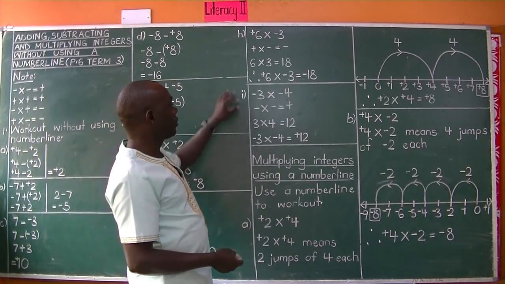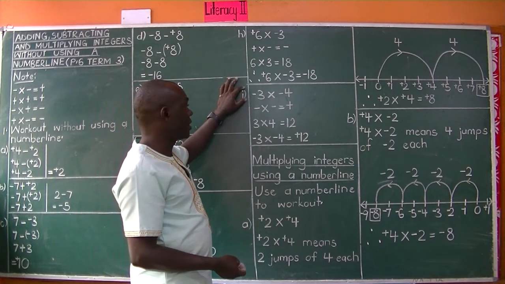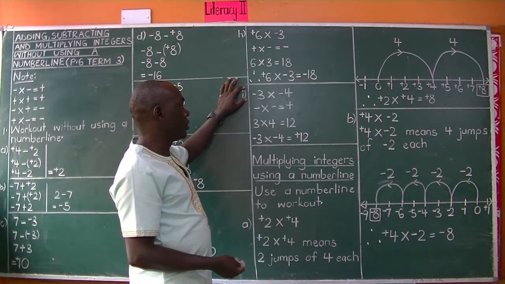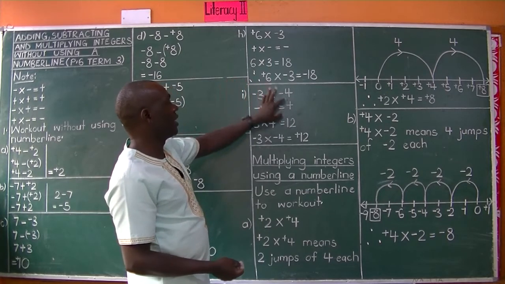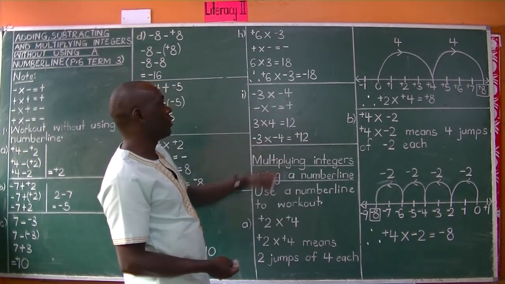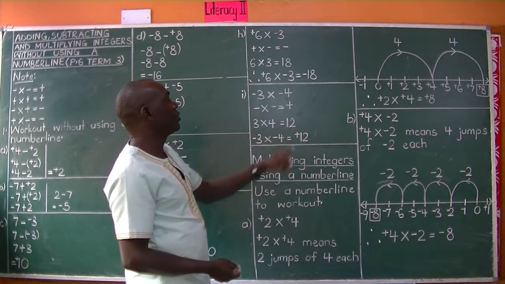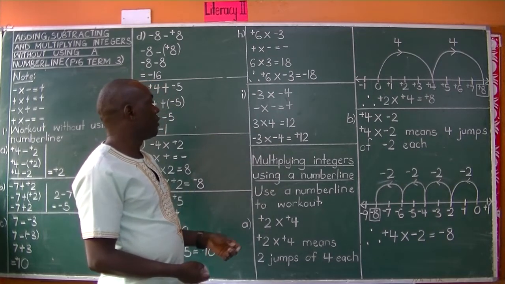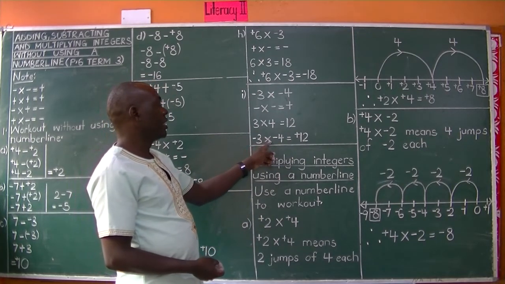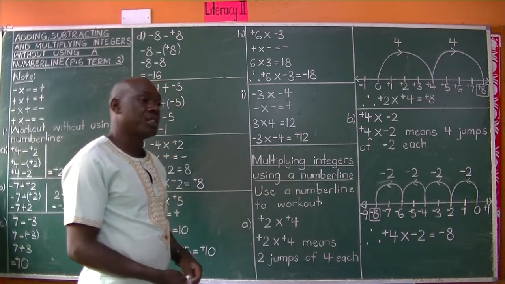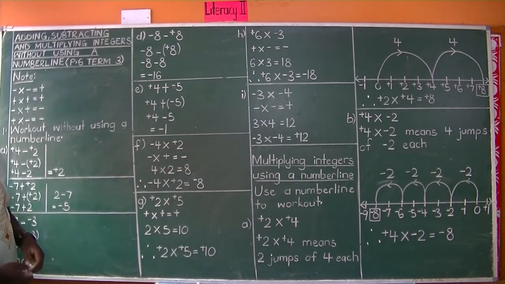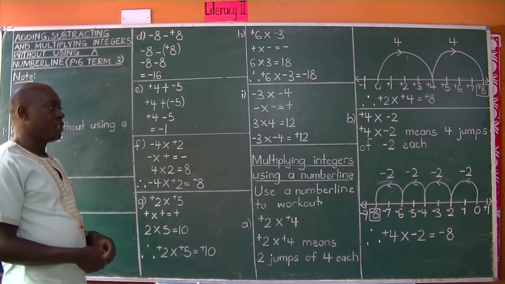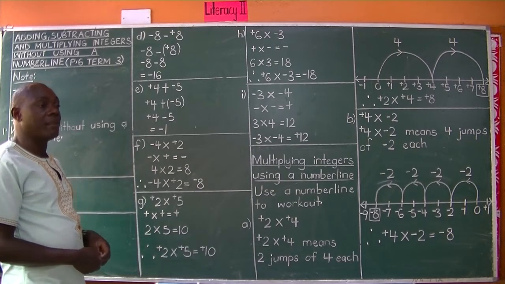Then finally work out negative 3 times negative 4 without use of a number line. Multiply the signs, negative and negative. You say negative times negative gets a positive, and 3 times 4 is just 12. So therefore negative 3 times negative 4 is positive 12. It's just that and nothing else. That is what you do without use of a number line.